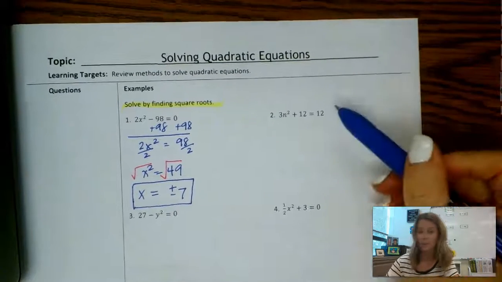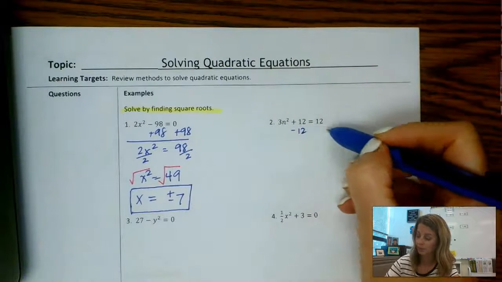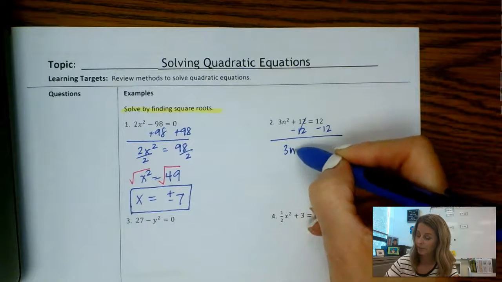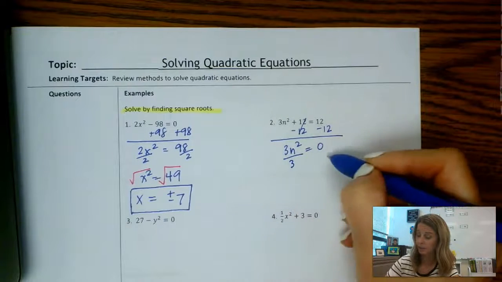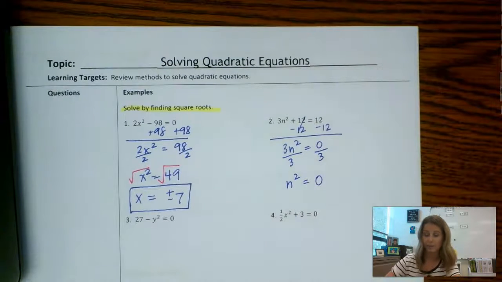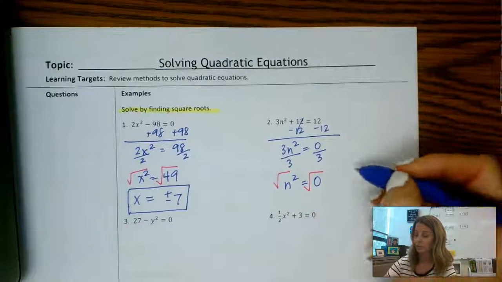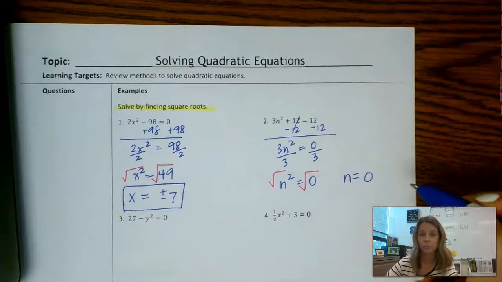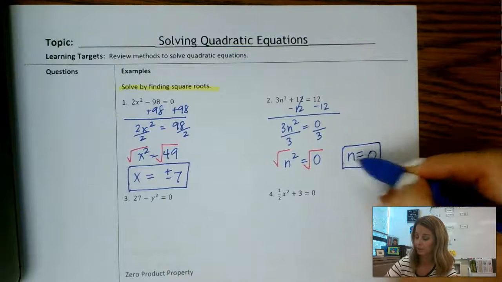Okay, next one. We are going to do the same thing. I recognize I can solve by square roots, so I am going to start. I'm going to take away 12 from both sides. That will give me 3n squared. 12 minus 12 is 0, so keep going. Divide by 3, divide by 3. N squared is equal to 0. So now I can take the square root of both sides. So square root of 0 is just 0. So this would be a case where we have one solution. So we won't have a positive or negative 0. It's just n equals 0.